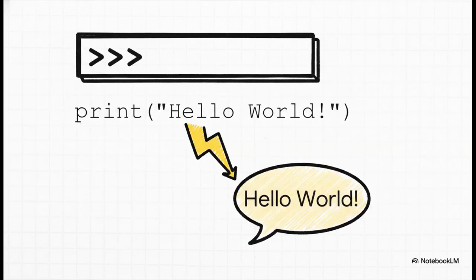So let's give it an instruction. The classic, the first thing everyone does in programming, is make the computer say hello. We type print("Hello, World!"), hit enter, and boom. Instantly, Python responds with Hello, World! That immediate feedback is the magic of this mode, right? You say something, it does it, right away.